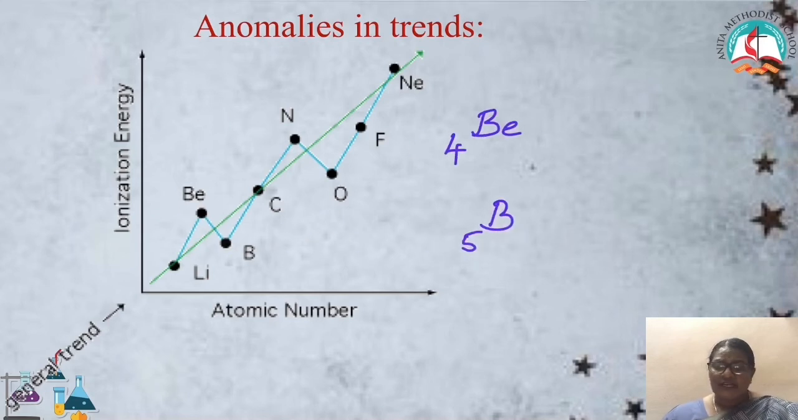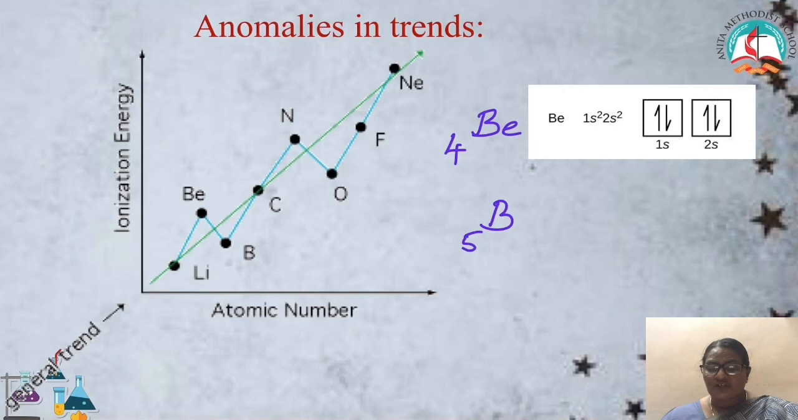In the case of beryllium, we know the atomic number is 4, the electronic configuration is 1s2, 2s2. That is, both the s orbitals are completely filled. They are perfectly stable. There is no need for beryllium to lose an electron. So, it is very difficult to remove an electron from beryllium. That is why I have to spend great energy. So, a lot of energy is needed to remove one electron from beryllium.